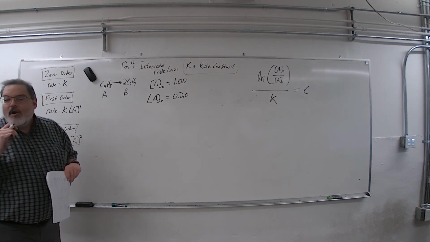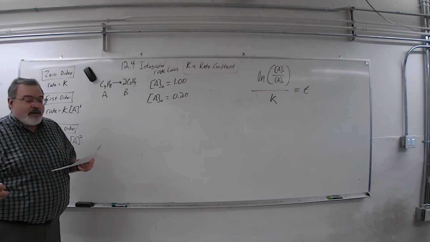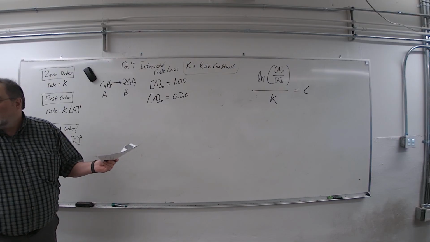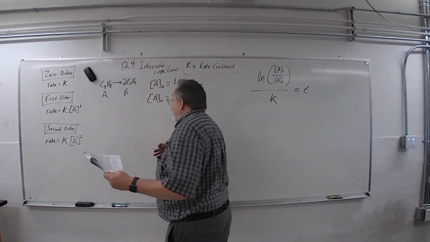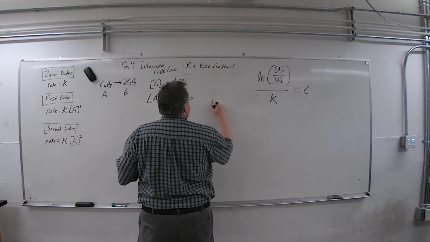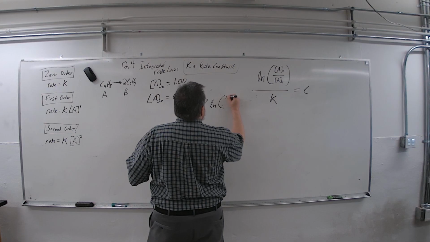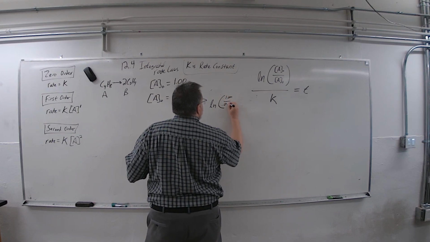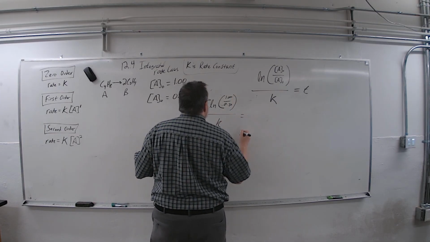Okay? Your intuition is not going to work with any of these. It's really complicated why these things are what they are. That's why I asked if you took calculus for our class. So I'll give you these equations, just be able to calculate them. Natural log of 1 over 0.80 divided by k.